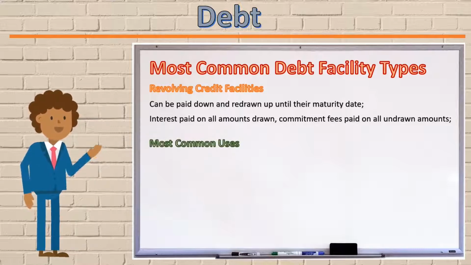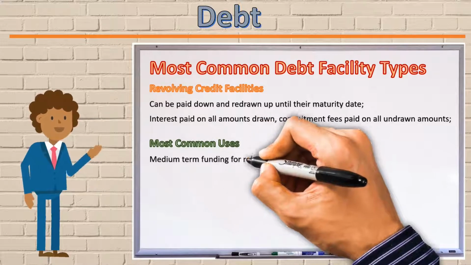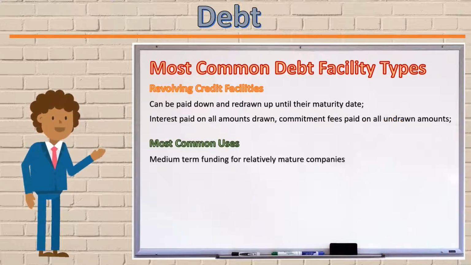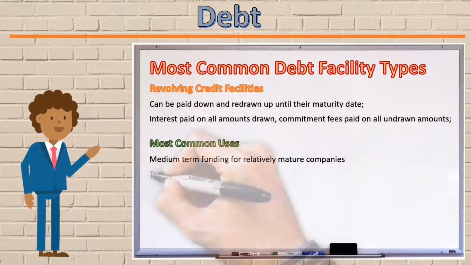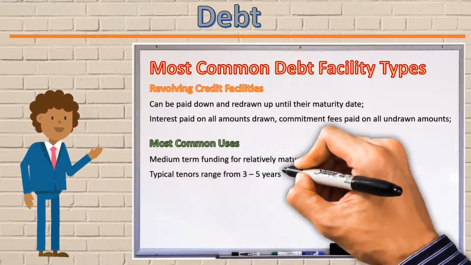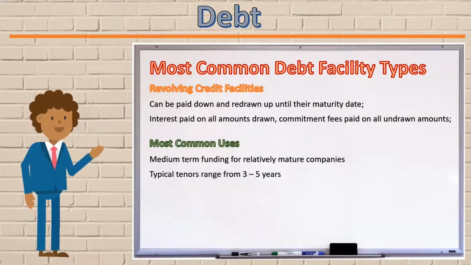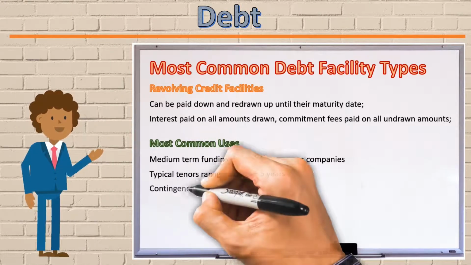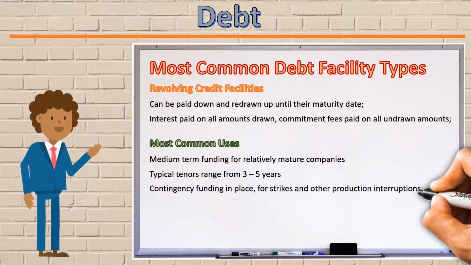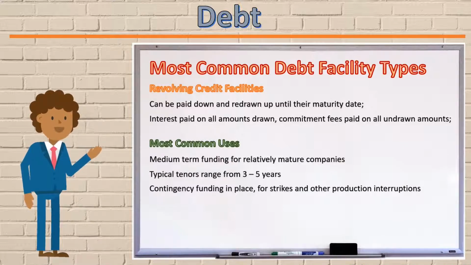The most common use of RCFs is for medium-term funding for relatively mature companies. Typical tenors range from 3 to 5 years, and these companies usually desire the flexibility to pay their facilities down during times of surplus, but then redraw them when necessary. They are useful for companies wishing to have contingency funding in place for strikes and other production interruptions.